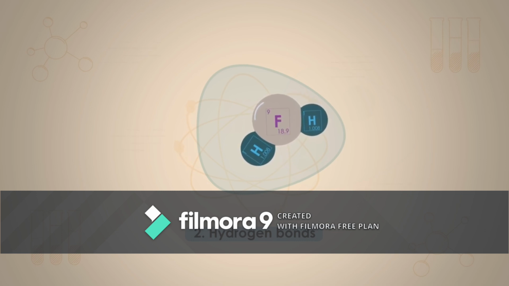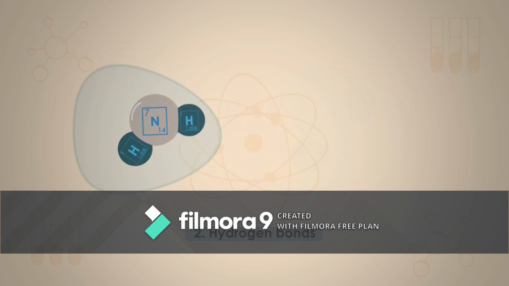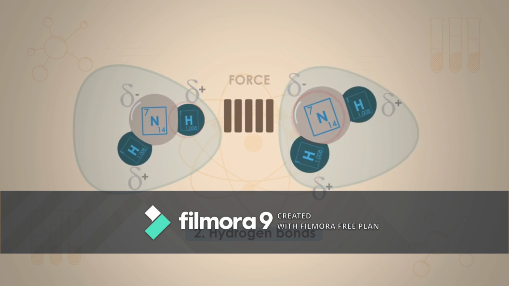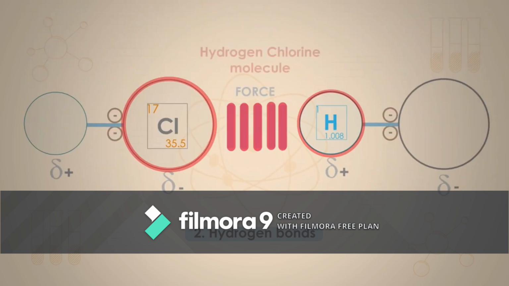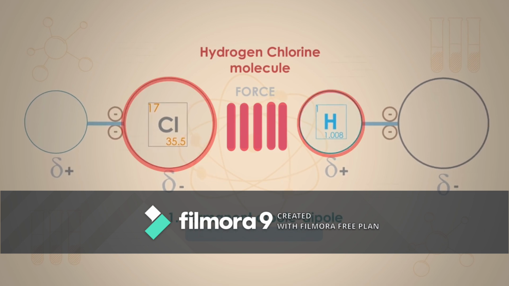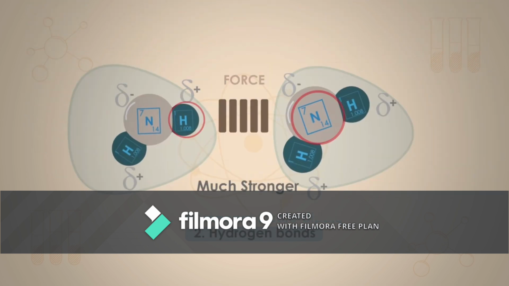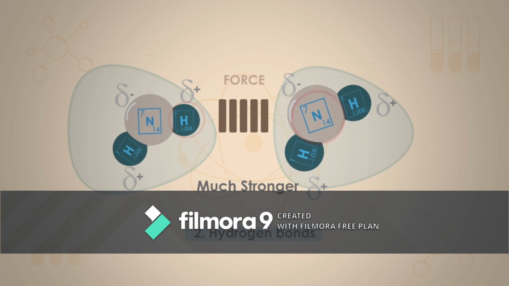The permanent dipole in a covalent bond between the hydrogen atom and a fluorine, oxygen or nitrogen atom is particularly strong. The attraction between the electron-deficient H delta positive of one molecule and the lone pair of electrons of a fluorine, oxygen or nitrogen atom of another molecule is much stronger than the permanent dipole-dipole attraction mentioned before between two hydrogen chloride molecules.